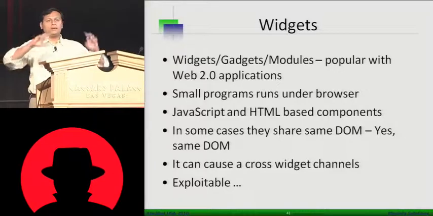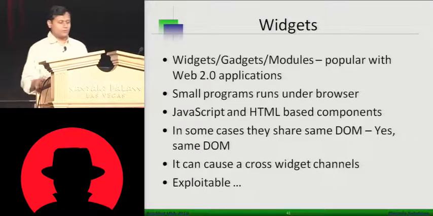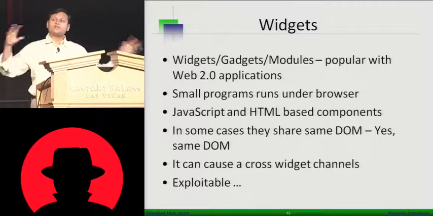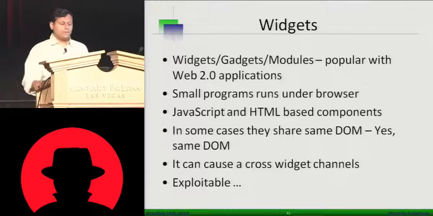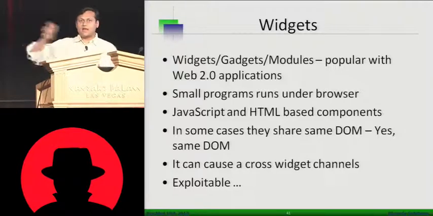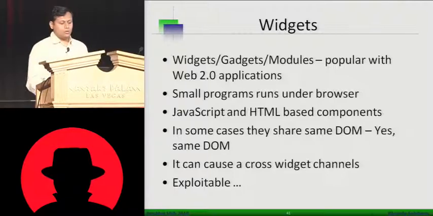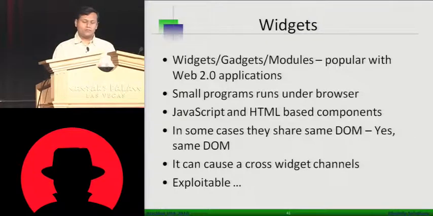You have like 20 little applications running in the browser, and each application would be making an asynchronous call at the back end so it won't stall the browser. So you can do multi-processing from the browser. So JavaScript and HTML based components, in some cases, share the same DOM. That's the problem. When you have various different widgets running in the same DOM, that's the biggest problem, because now one widget can access the DOM and the second widget is running in the same DOM. It can cause cross widget channeling, and there are a lot of different possible exploits.